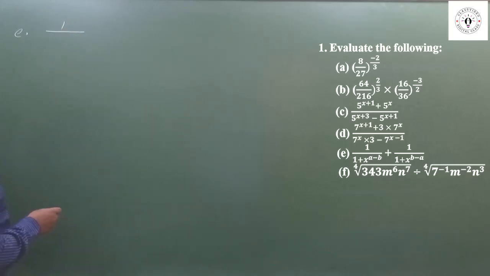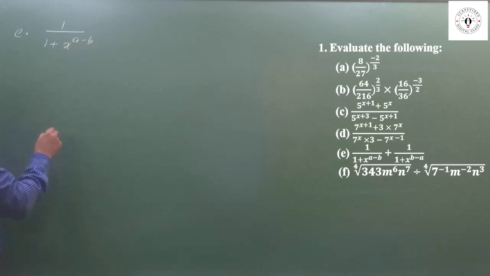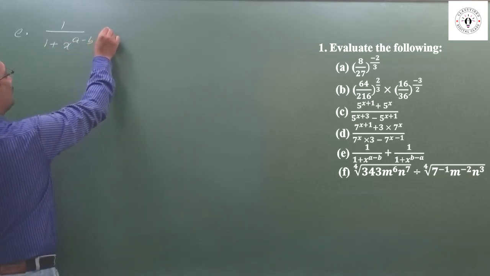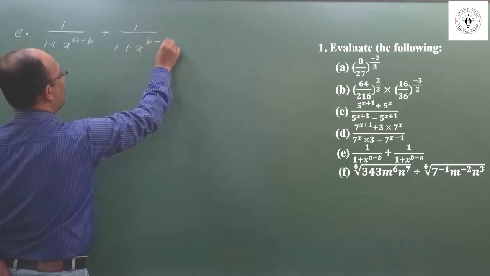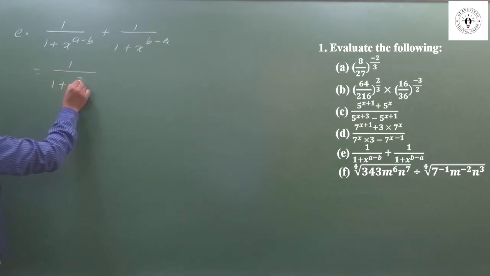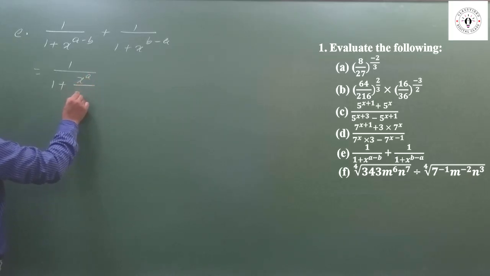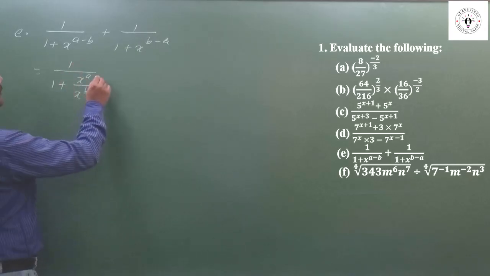1 upon 1 plus x to the power a minus b plus 1 upon 1 plus x to the power b minus a. We have to simplify this. How can we simplify? Look here. 1 upon 1 plus x to the power a minus b means x to the power a divided by x to the power b. Why? Because in division, when bases are same, power is subtracted.